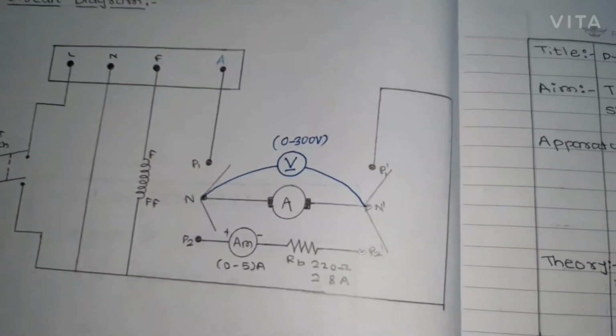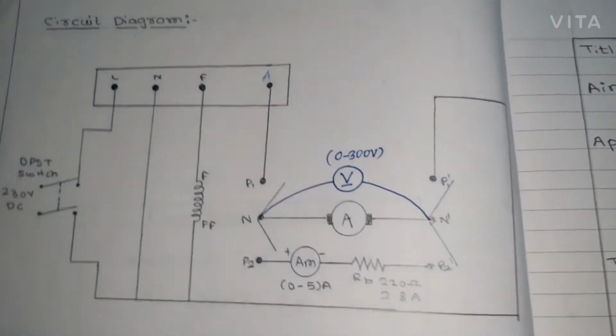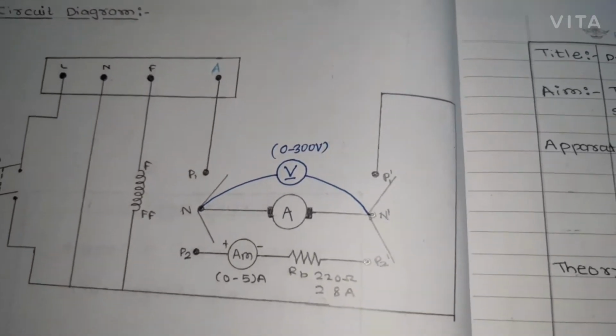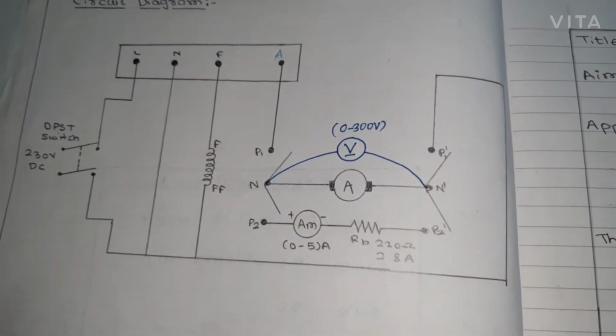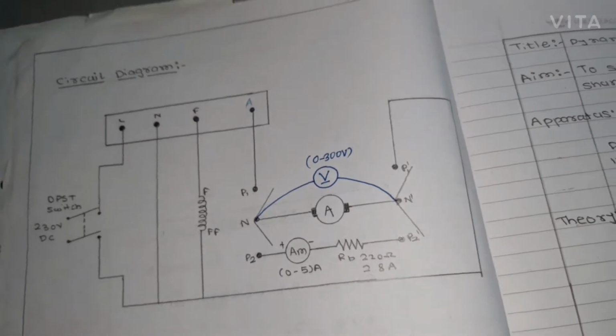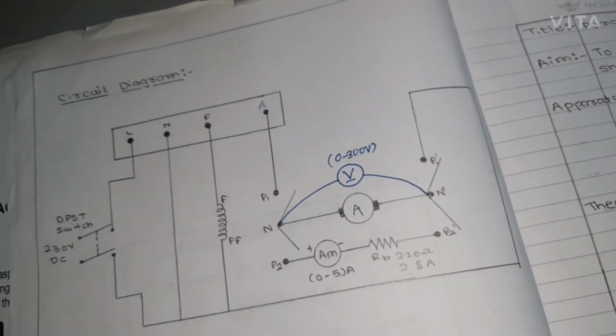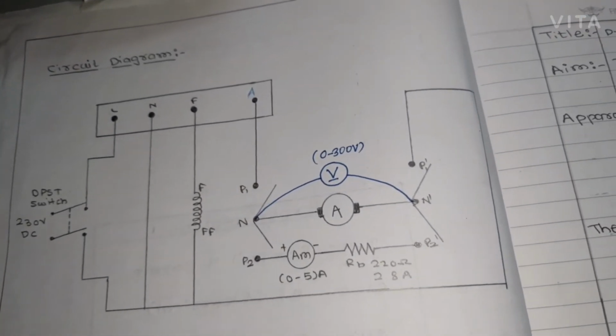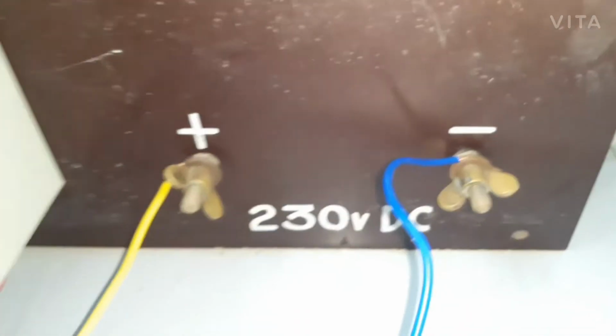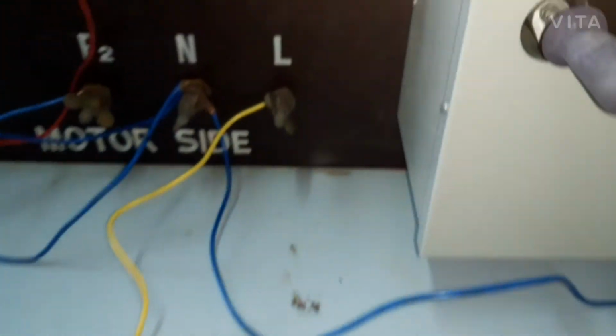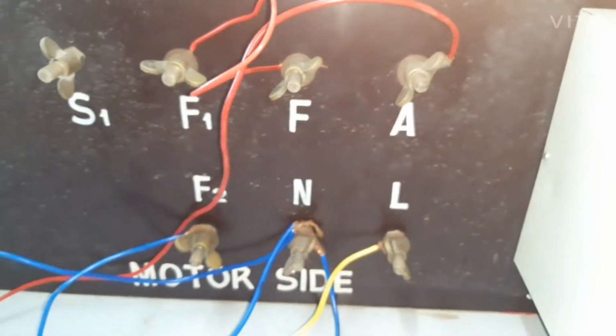So as per this diagram, I'll start from the supply side. The supply positive is connected to L and supply negative is connected to N. I'll show you here. This is supply positive and negative. This positive is the yellow wire, it is going to L.